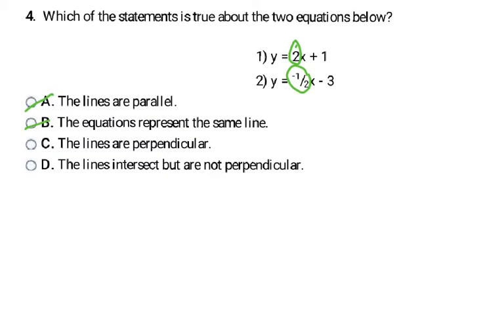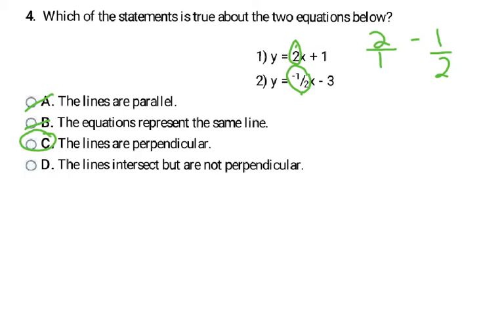Okay. Letter C says they're perpendicular. So perpendicular means that these slopes have to be opposite reciprocals. That means one has to be positive and one has to be negative, which it is, and then they have to be flipped fractions. Well, 2 is really 2 over 1. So when I flip that, that's 1/2. And I change the sign. So that is a perpendicular slope. So my answer is letter C.